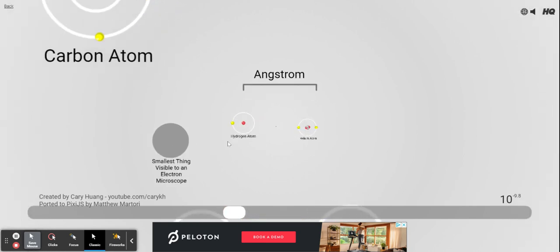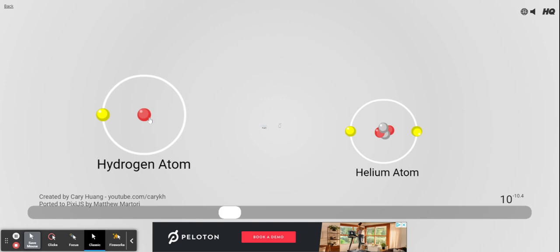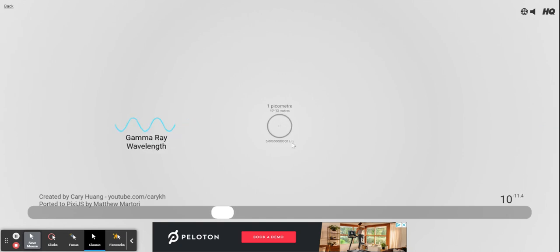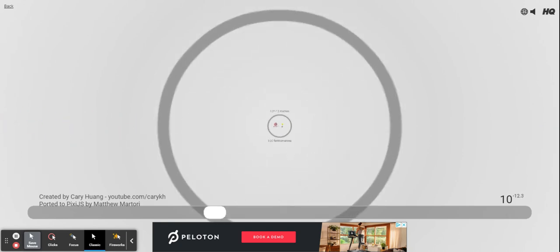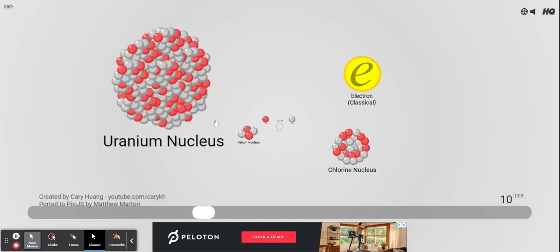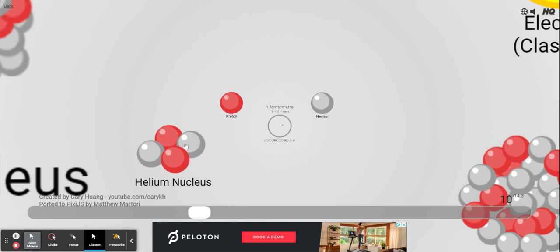There's a carbon atom, and here's a hydrogen atom. So now we get a rough idea. That is still actually not to scale. This nucleus is still not to scale. But if we go a bit further, we'll actually start to see the size of a nucleus. There we go. That's the size of a uranium nucleus, which is quite large. There's a helium nucleus or a proton. So that's how small a helium nucleus is there, and a proton.